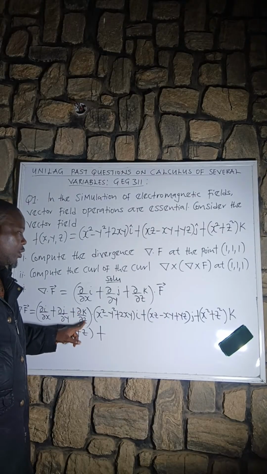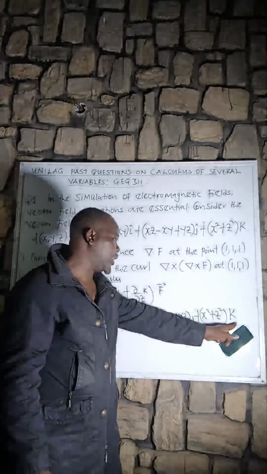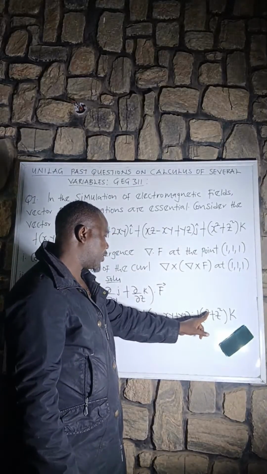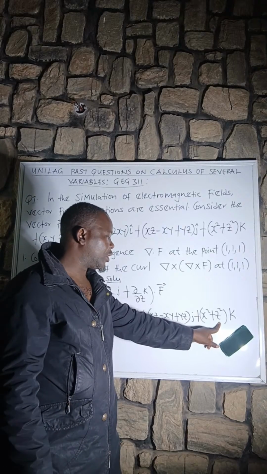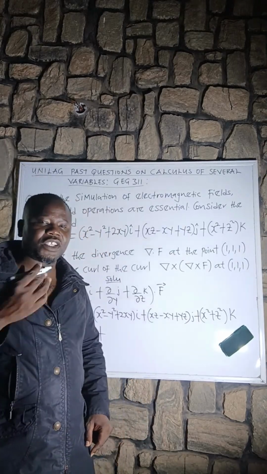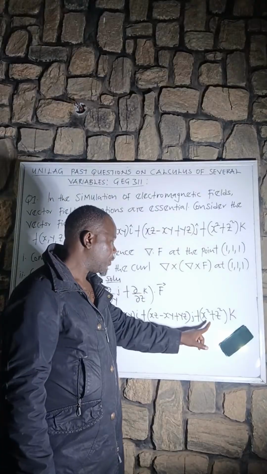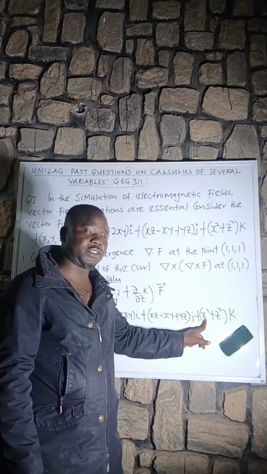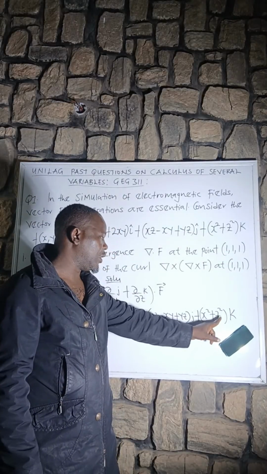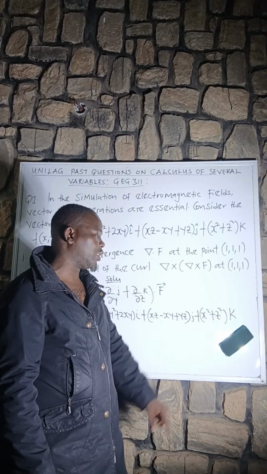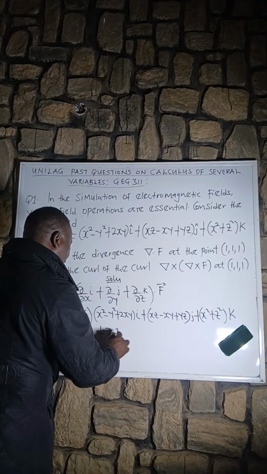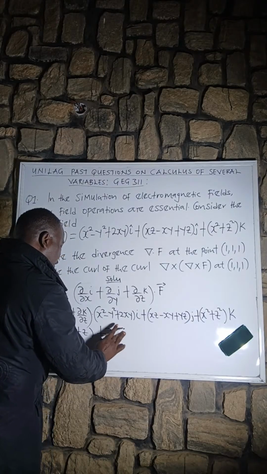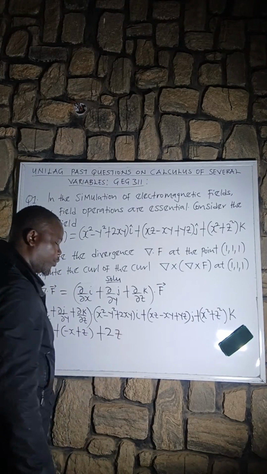Z. So we have to go to the k component here. We have x squared plus z squared, true or false? So it means we are only going to differentiate with respect to z. So here is 0 because there is no z here. Then here, z squared. If you differentiate z squared, you are going to have 2z, true or false?